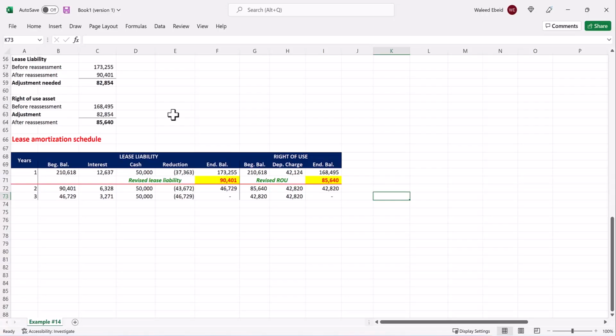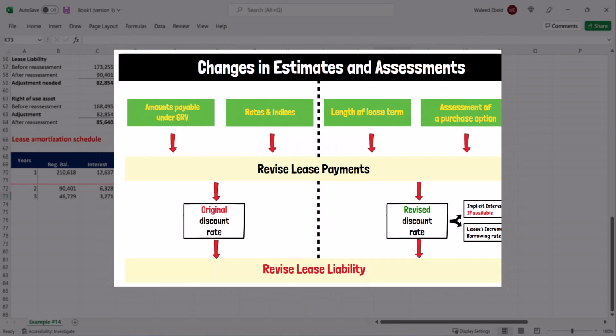This is the end of this example and this lecture. In the next lecture, we will see another example about the change in estimates that involves a change in the amount expected to be payable under residual value guarantee. So, please check the following lecture.